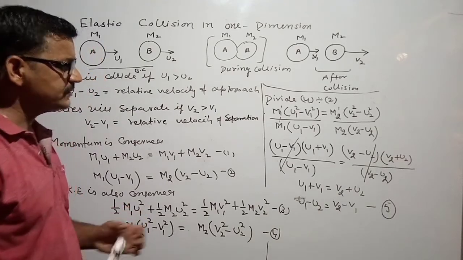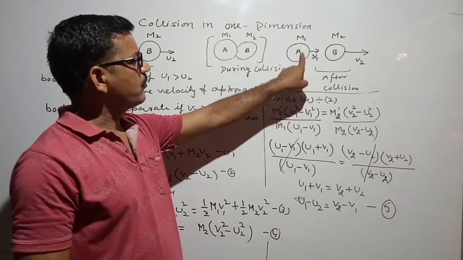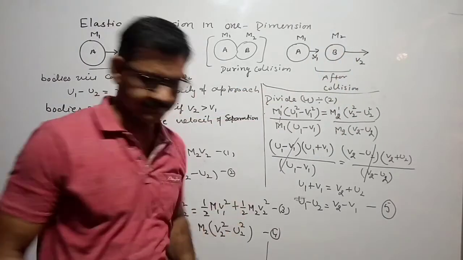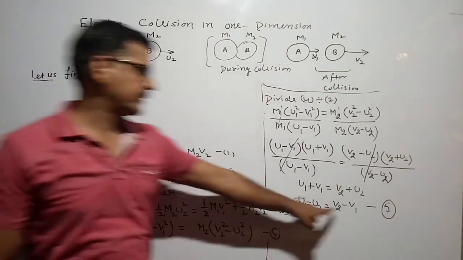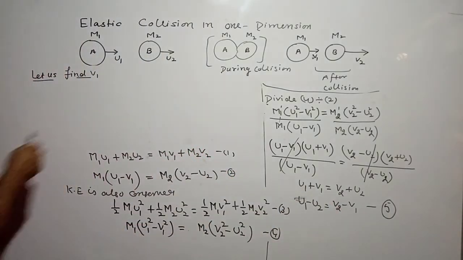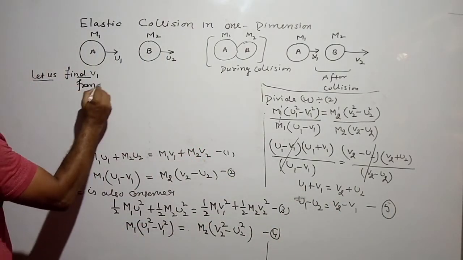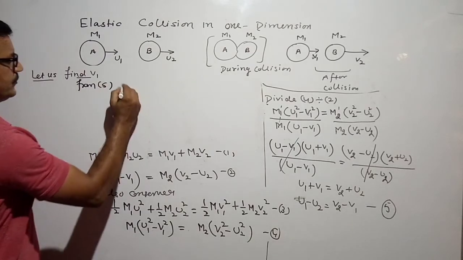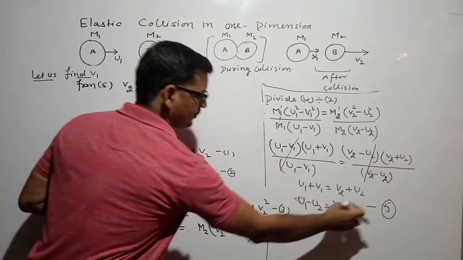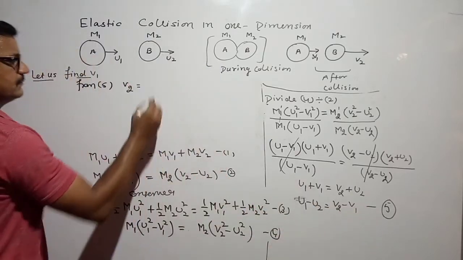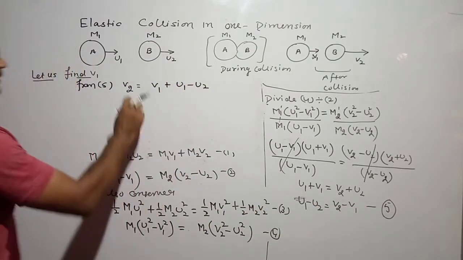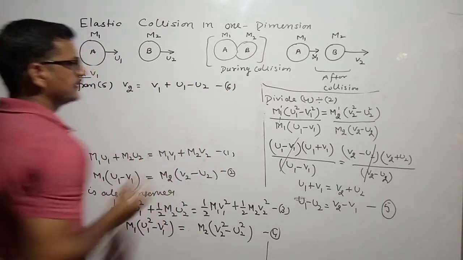Now we will find the velocity of body A after collision and the velocity of body B after collision. To find v2, from equation 5, v2 will be equal to u1 minus u2 and minus v1, so it will become plus, so v1 plus u1 minus u2. Now let this be equation number 6.